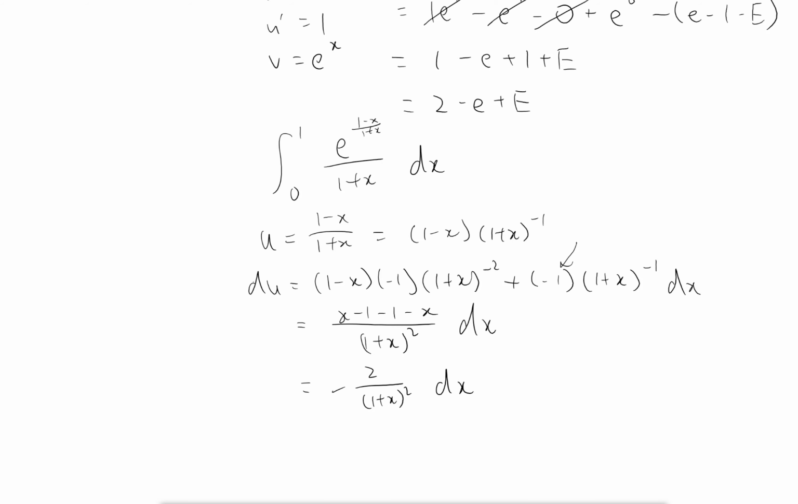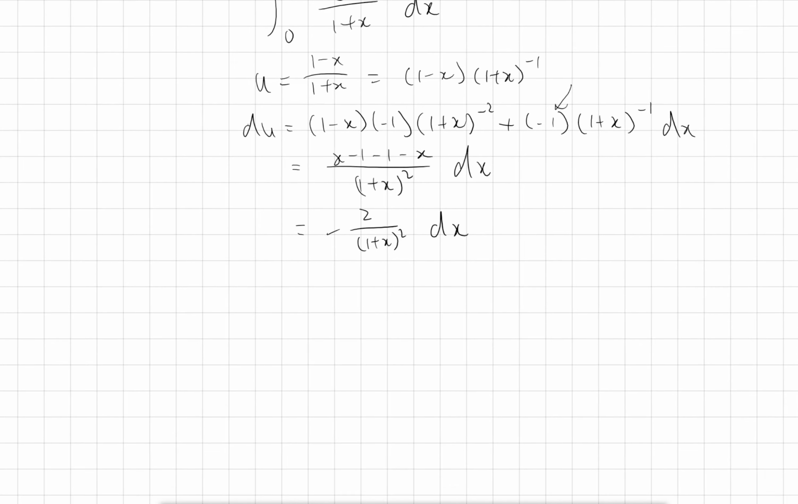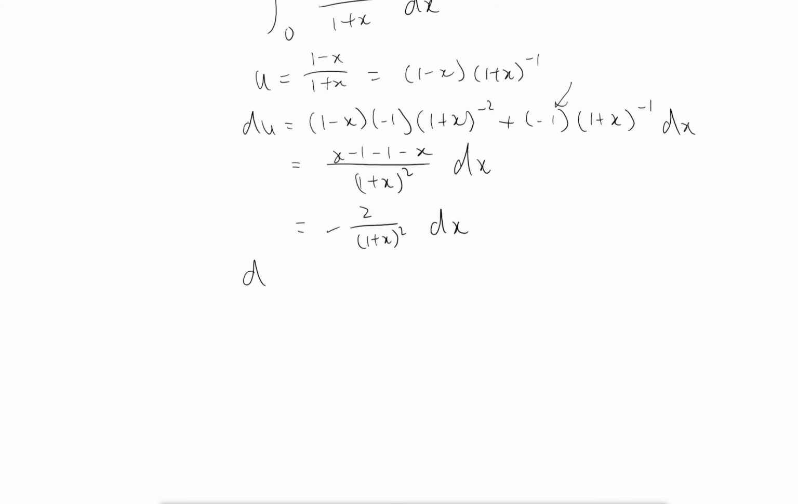So what does that give us? That would give us dx equals minus 1 plus x squared on 2 du. So let's do our integral. We have to transform our limits first.